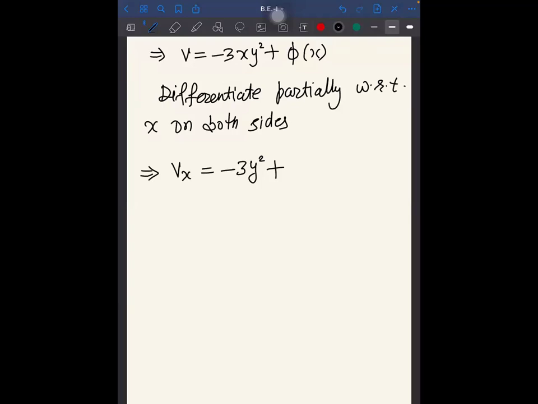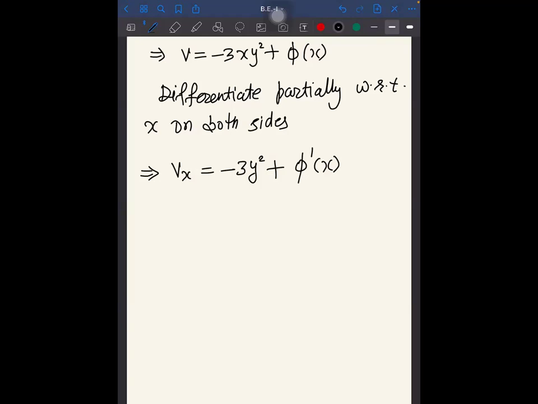Sir, phi dash x. Exactly. Why is it phi dash x? Because this function contains only x, not y. So taking a partial derivative or taking a normal derivative will be one and the same thing. Are you with me? Yes, sir.